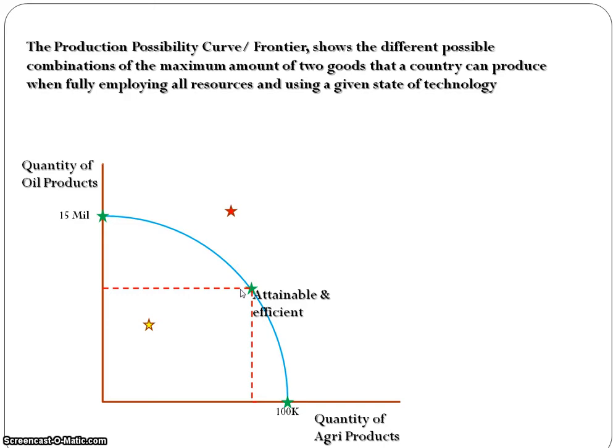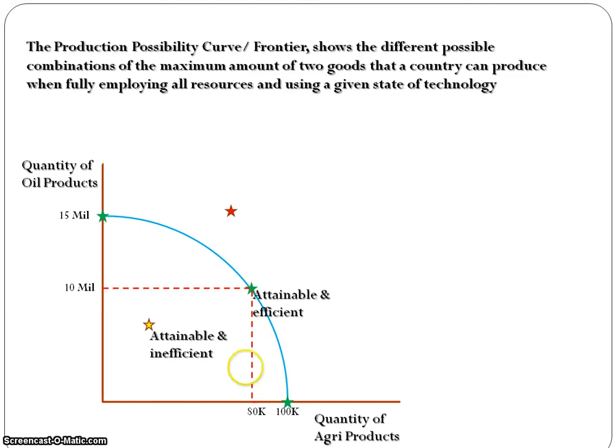We realize that this star here is termed as being attainable and efficient. Why is it attainable? Well, it is attainable simply because it lies on the boundary of the country's production possibility. So this production choice is possible when all resources are being fully employed. Thus, it is an attainable production choice, and it is also efficient because resources are being fully utilized. So we realize that with this production choice, 10 million units of oil products can be produced, and 80,000 units of agri products can be produced.